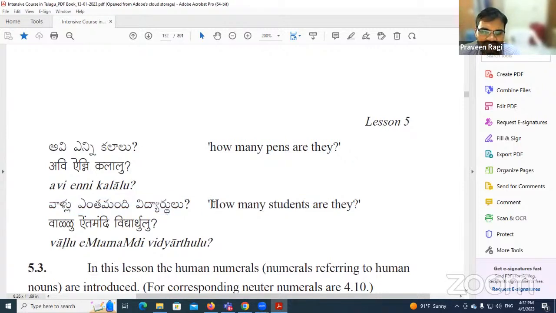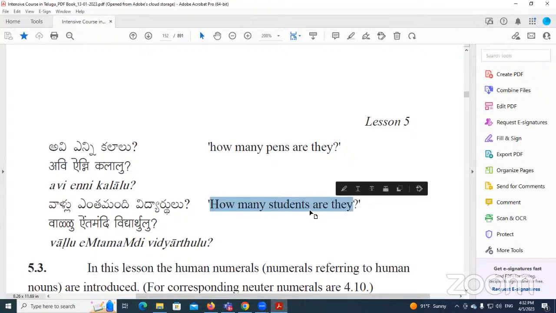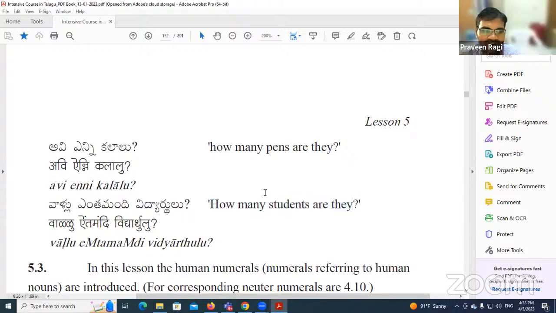So let's try with a different word. How many members are there? Do you know the meaning of members? If not, I'll just share. I don't know the meaning. Okay, you can note down in your book. Members means sabhyulu. Sabhyulu. సభ్యులు. Okay. Yes. So వాళ్ళు ఎంతమంది సభ్యులు.